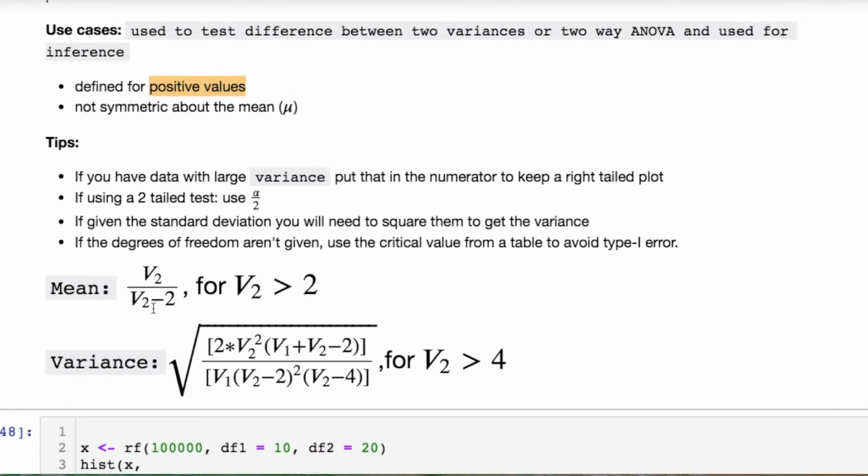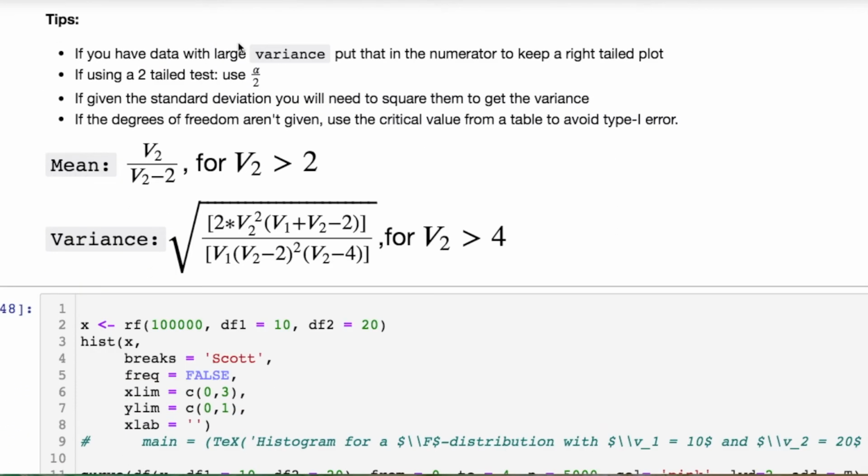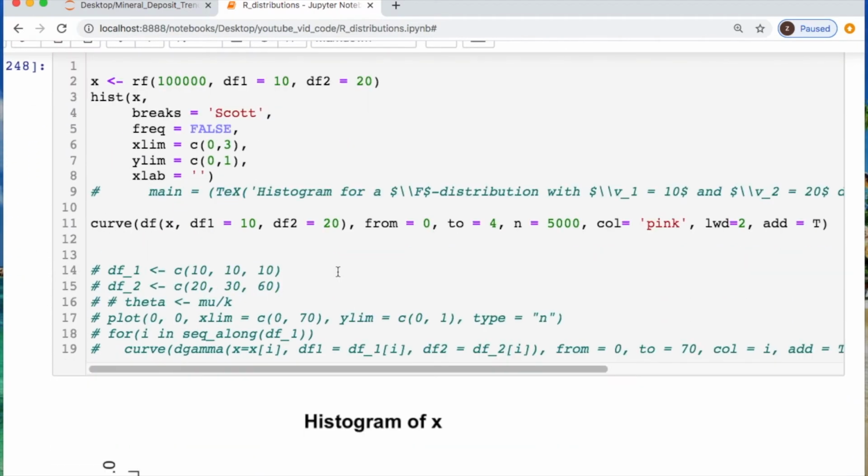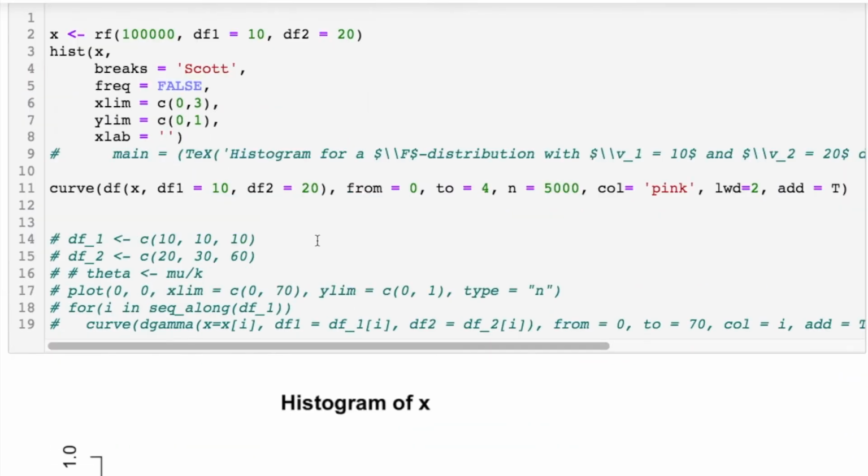Let's look at some tips real quick. So if you have a large variance, put it in the numerator so you can have a right tail or a skewing to the right. If you're using 2 tails, then you need to divide by 2. The standard deviation will need to be squared to get variance, and you have to watch out for type 2 error, okay? So if your degrees of freedom aren't given, then use a critical value from a table, all right? Here's the mean and the variance for this. So let's scroll down a little bit. Here's the plotting that was done with this.